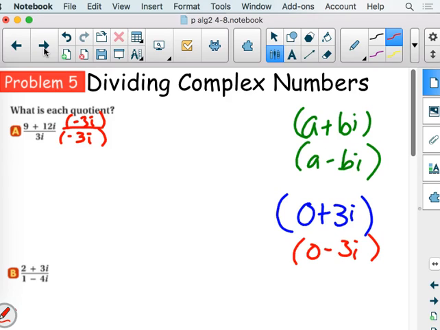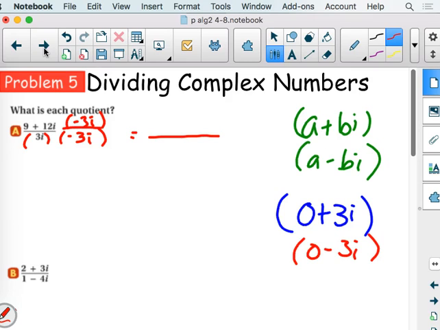Now, some books are going to have you just multiply by i on the top and the bottom. That will do the job as well. This book kind of teaches to use the complex conjugate all the way through, so that way we won't be confused about when we need the conjugate and when we don't. Now on the bottom is what I care about. Not that the top isn't important, it's just that I want to make sure I'm not going to have an i left in my denominator. That's the reason I'm doing this.